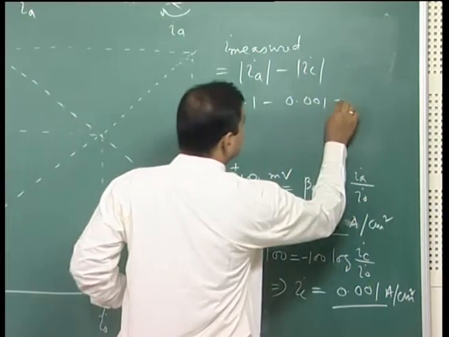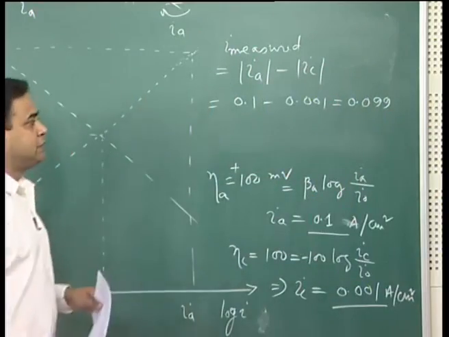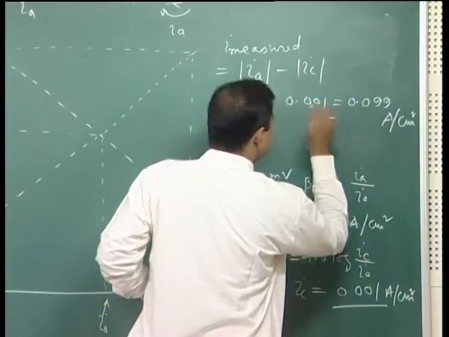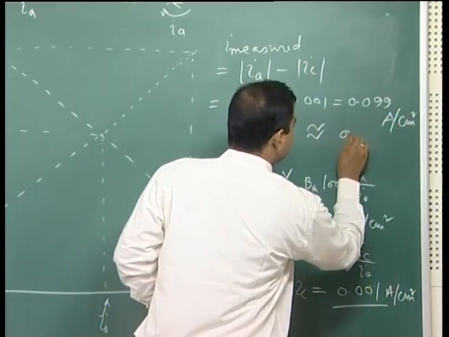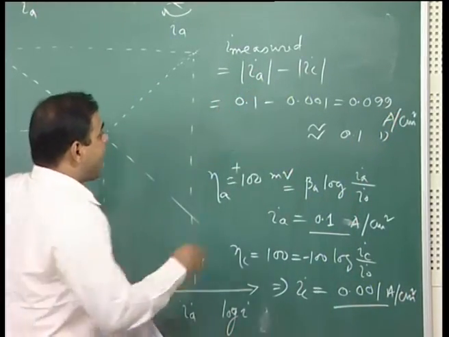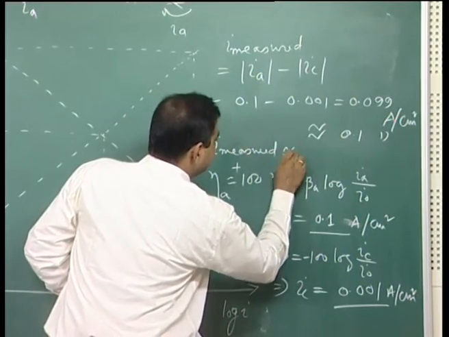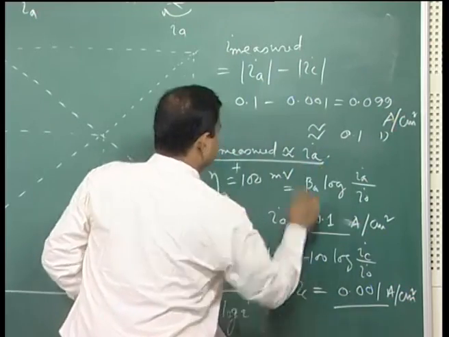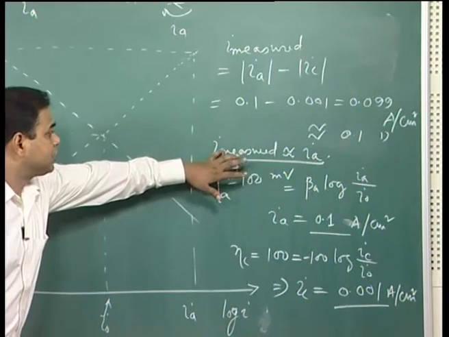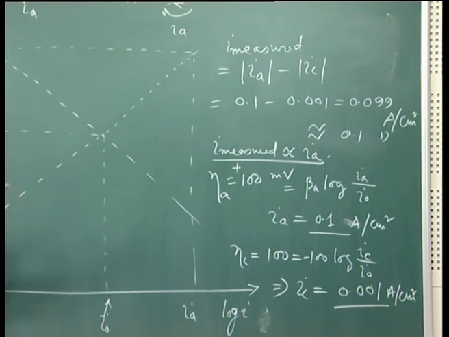Now this is equal to 0.099 ampere per centimeter square, which is almost equal to 0.1. Now you see that I measured is equal to IA. So a very important conclusion we have reached: I measured equals IA if the overvoltage is very large.